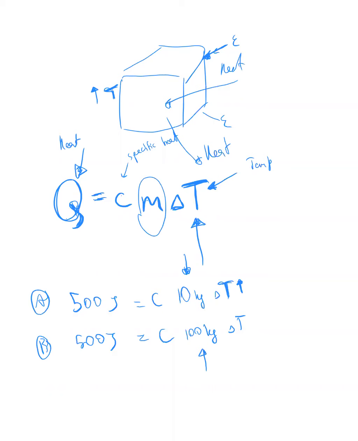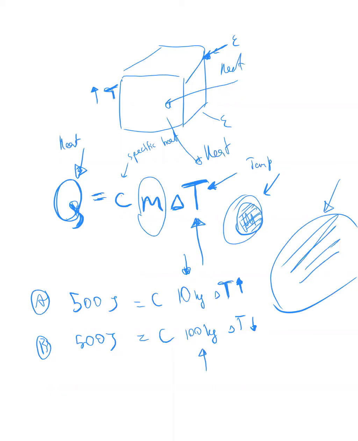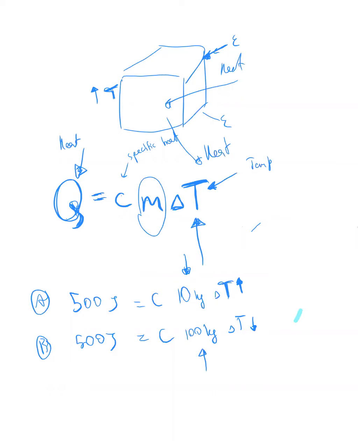If mass is high, then the temperature change has to be low. If mass is low, the temperature change has to be high. And that kind of makes sense. I have something small here, I have something big. If I give them the same amount of heat, it will have a proportionately large effect on the small object and a smaller effect on the large object. So that's the mass. Now, let's get back to this coefficient, the specific heat.